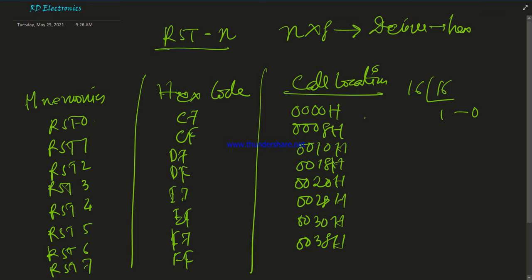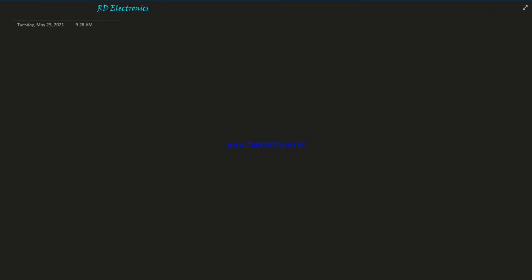Okay, so these are the call locations, also known as the memory locations. And the INTA bar signal is sent out instead of a read bar signal. Okay, so now we discuss our hardware section of the circuit implementation of the RST instruction.